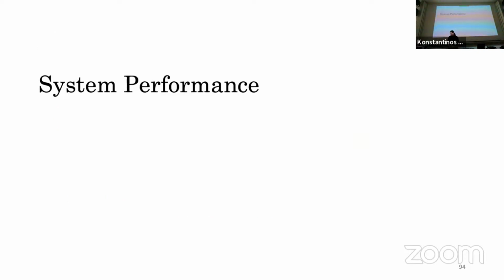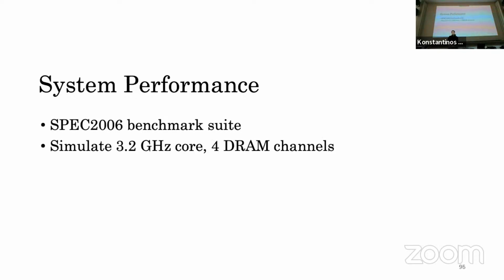Now let's quickly have a look at system performance. System performance was analyzed with the SPEC 2006 benchmark suite. A 3.4 gigahertz core was simulated, and 4 DRAM channels were also simulated.